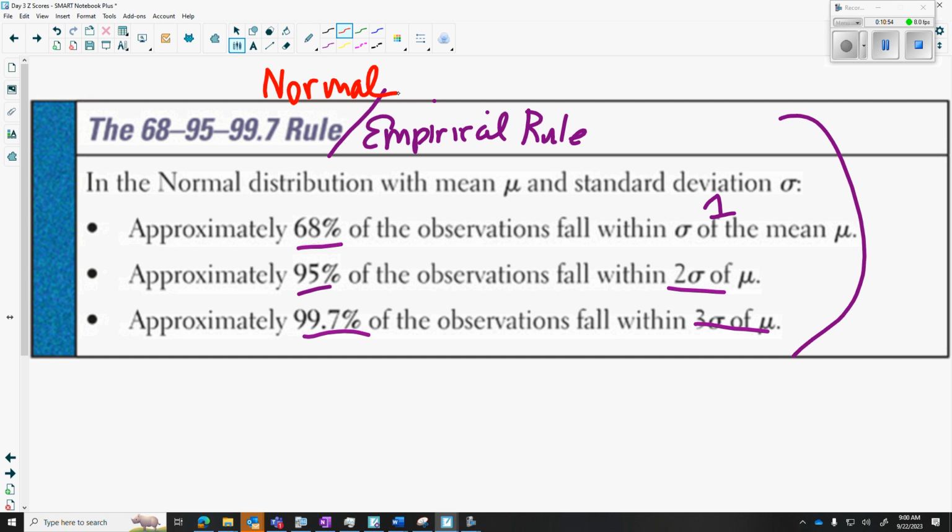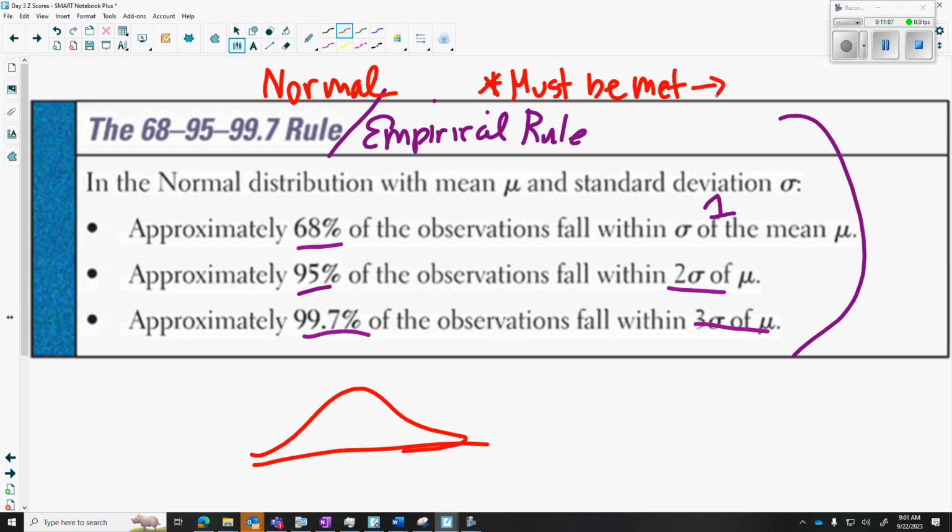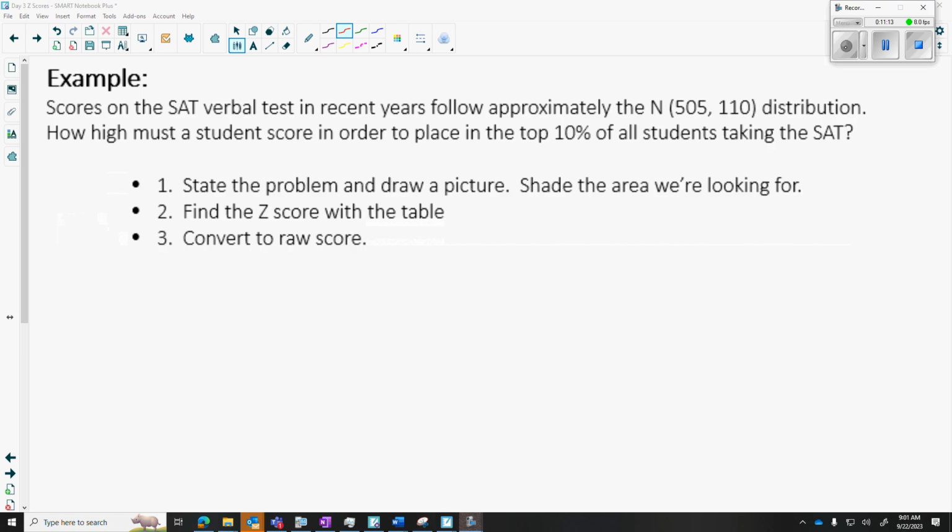So just because you see something that looks symmetric and bell-shaped, it is not necessarily normal unless this rule is met. So I'm going to write: must be met to be normal. Otherwise, don't just throw around that word normal willy-nilly. Okay, so now here we have an example.